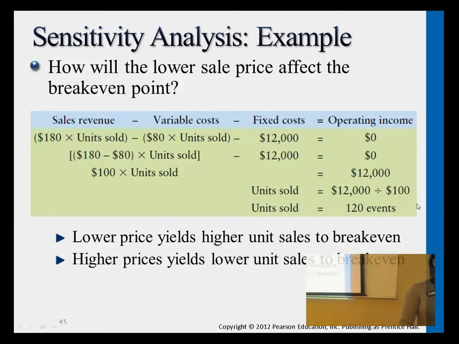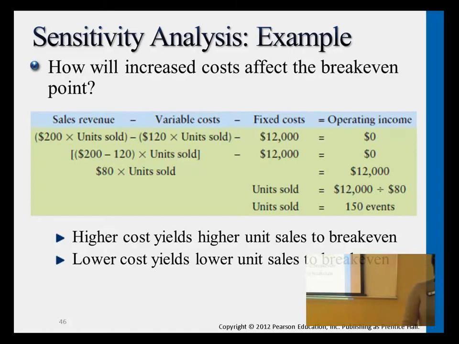So just from this example, we can derive two statements. First is that lower price yields higher unit sales to break even, and higher price yields lower unit sales to break even. Okay, so what does it mean? It means that a lower sale price practically states that each event contributes less toward our fixed cost. So let's go over these two in more detail.